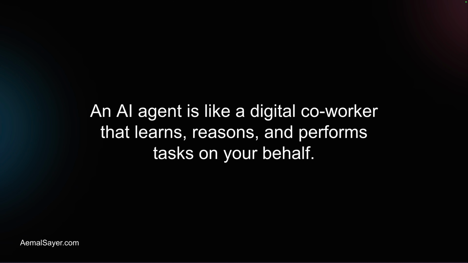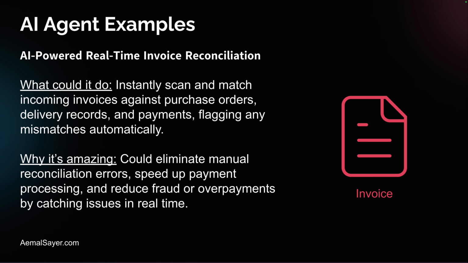All right, so the simplest definition that you can think of is that an AI agent is like a digital coworker that learns, reasons, and performs tasks on your behalf. And that day is not far away when we will have digital coworkers who will join Slack, have calls with us, join our daily stand-up meetings, and build a context around everything that AI agent does, including pair programming and resolving our bugs and contributing in the code and so on and so forth.